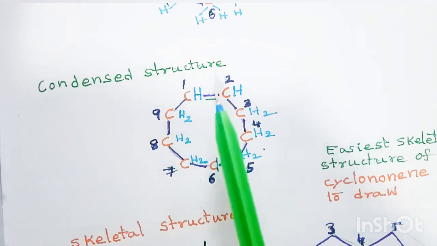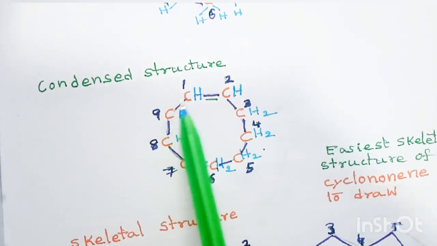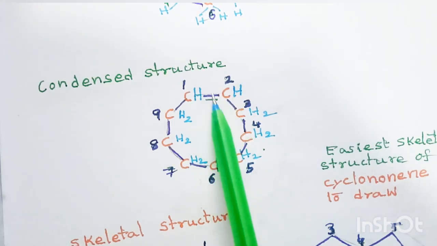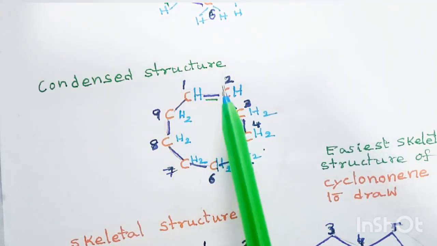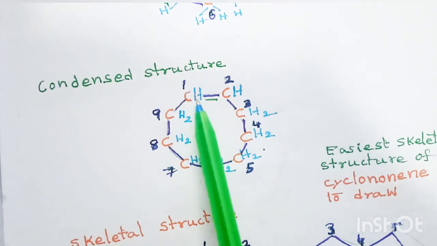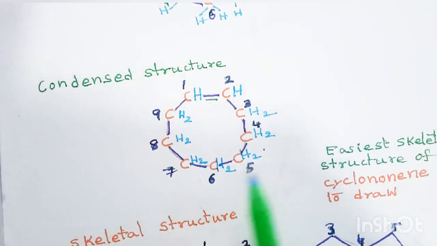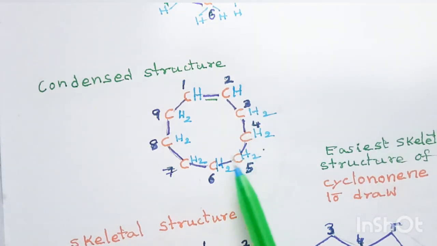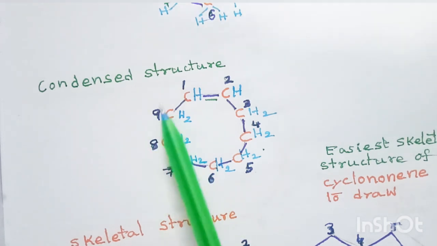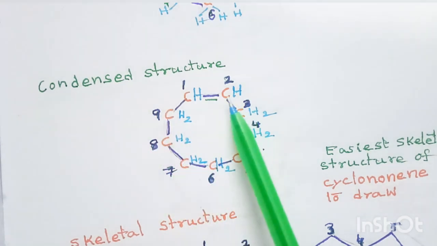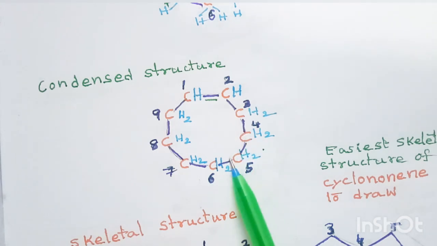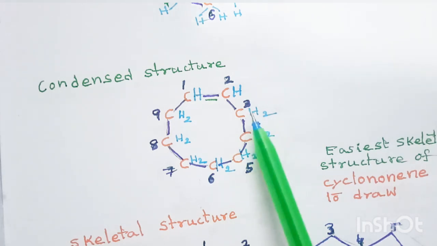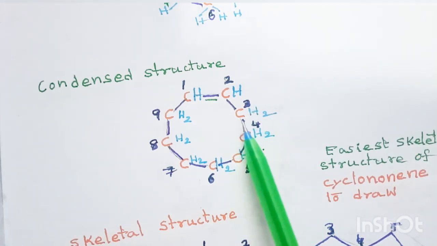So the 1 and 2 carbon atoms have 3 bonds each. 1, 2, 3, 1, 2, 3. So they need one more bond each. So we write one hydrogen beside each carbon atom. Whereas from third, fourth, fifth, sixth, seventh, eighth, ninth carbon atoms, they are having 2 single bonds each. So they need 2 more single bonds to become stable. So we write H2 with each carbon atom.